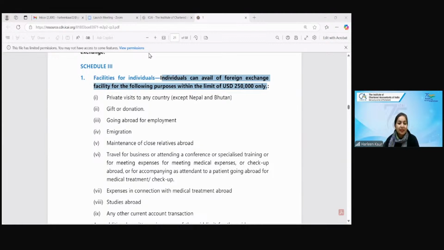Yes, that's correct. So if you're going on private visits to any country, so you have planned to go to any other country for traveling, like Singapore or any place, then up to 2,50,000 USD there is no problem. You can take the money except to Nepal and Bhutan. You don't have any permission for taking foreign exchange to Nepal and Bhutan, because it is clearly written under Schedule 3, except Nepal and Bhutan. So you cannot take foreign currency to these countries because they generally use Indian currency only over there. So foreign currency is prohibited to be taken there. But for any other private visits, up to 2,50,000 USD, you don't need any approval.